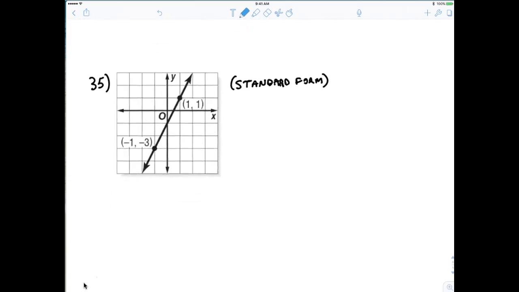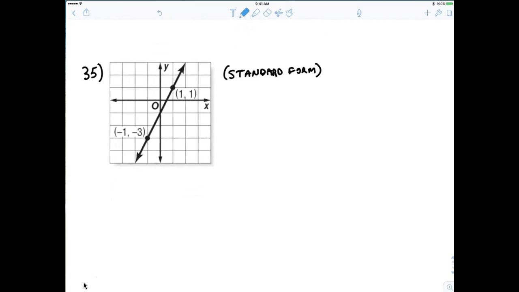All right, here we go. 35. Uh-oh. It has to be in standard form. So it's, again, super easy. First thing, y equals mx plus b, because I think that's the easiest thing to look at, because it clearly tells me what the y-intercept is. What is the y-intercept? So y equals mx minus 1.